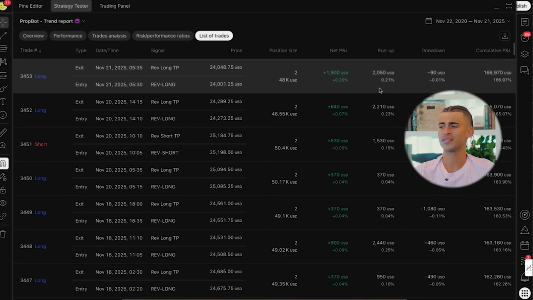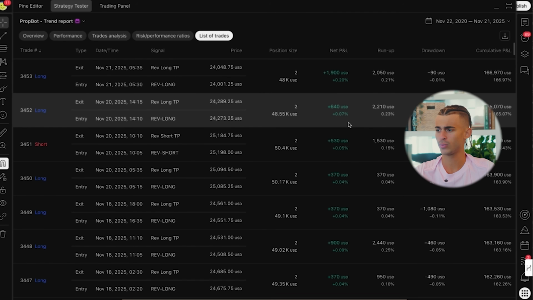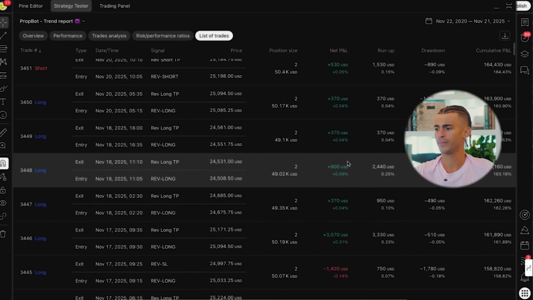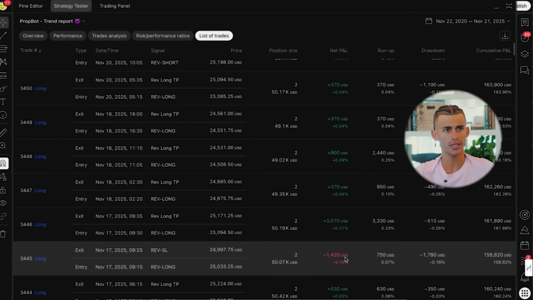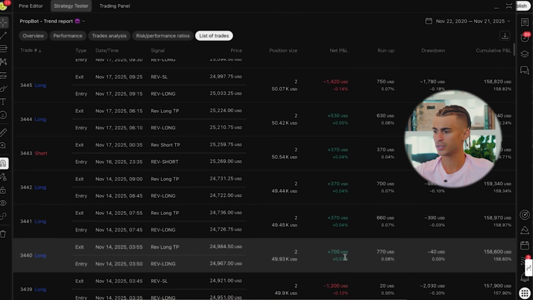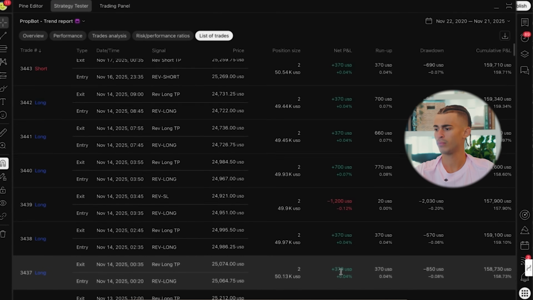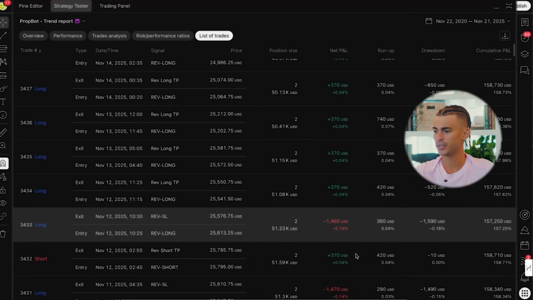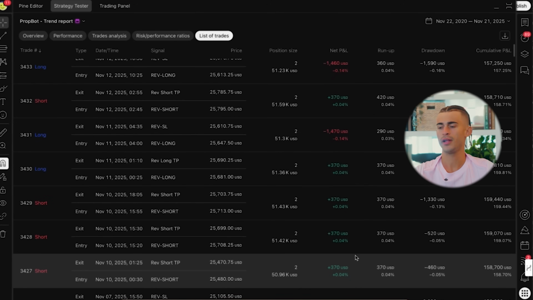Real quick, I'm going to show you guys the last couple trades that it's taken. You can see that we had a nice winner here. We had another nice winner, a few more nice wins, keep winning. And then we had one small loss, another great win, another great win, another great win, more wins, one small loss, more wins, small loss, and more wins. This is how profitable trading actually looks, guys.